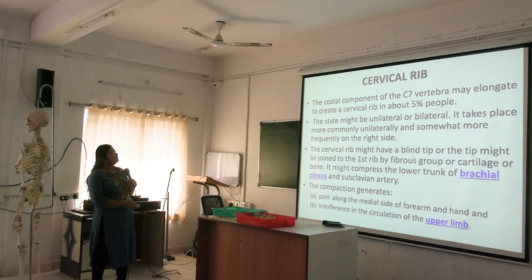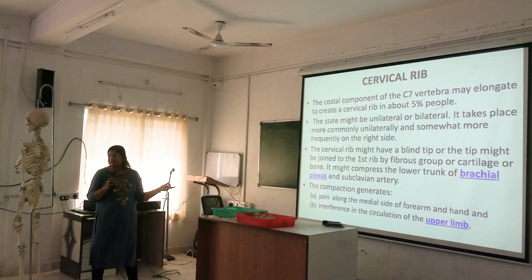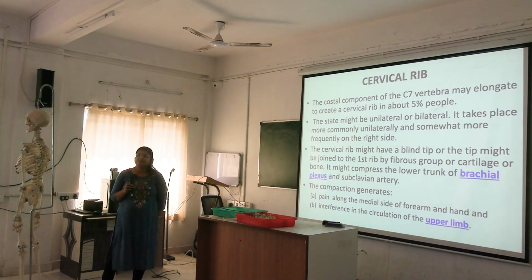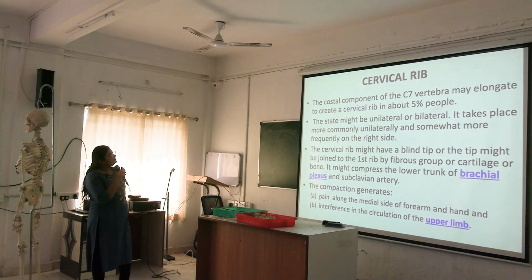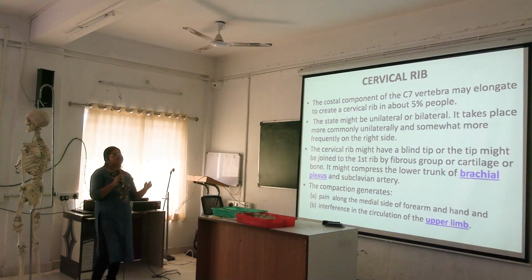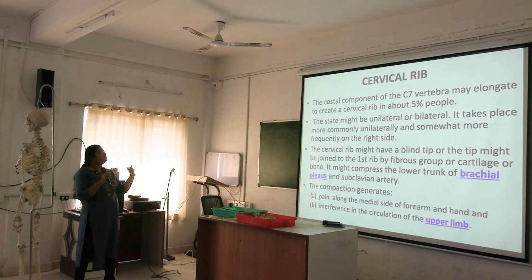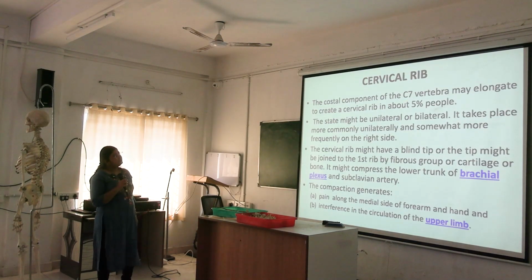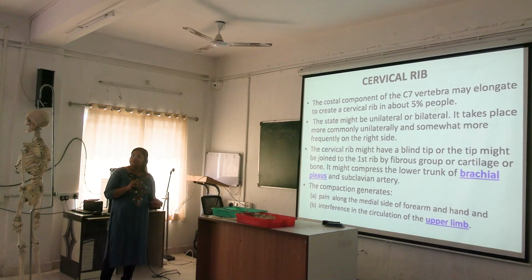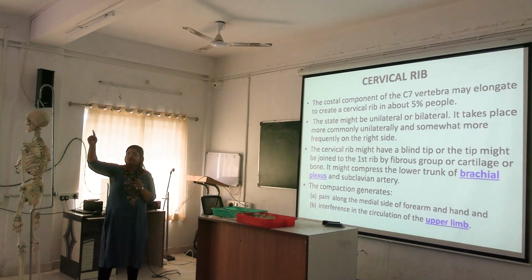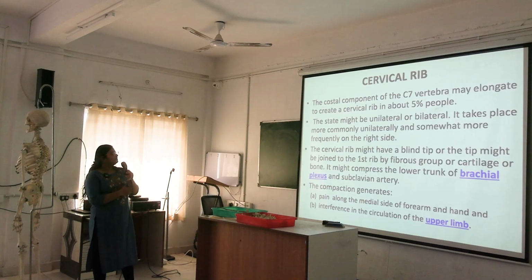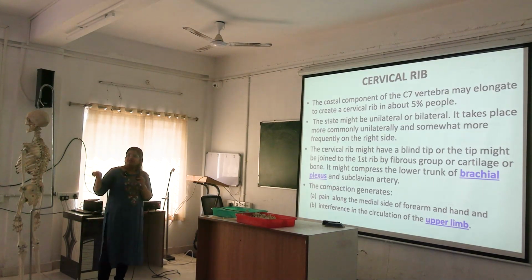Okay. Next is cervical rib. This comes as a short note. The costal component of the C7 vertebra may elongate to create a cervical rib in about 5% of people. So generally in the cervical region there is no rib. So if the C7 vertebra is forming a rib, it is a cervical rib, and there will be some compression symptoms.